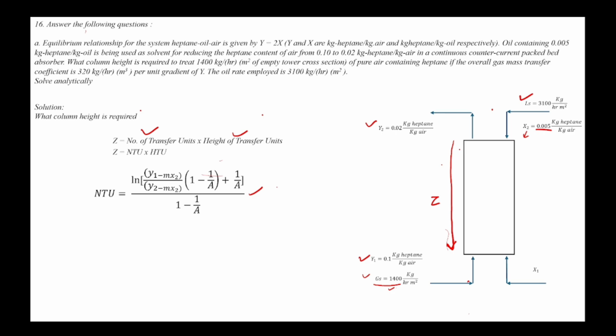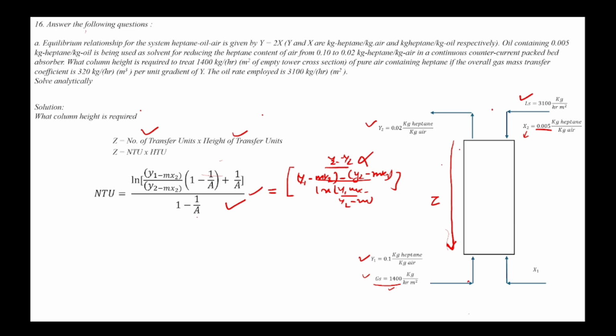We have another formula for NTU, that is ln of (Y1 minus mx2) upon (Y2 minus mx2), divided by Y1 minus Y2, this kind of formula. Maybe I have written it wrong here, but it is in Treybal, and it is also in Gavane. It is also in Binay Datta, but don't use this formula. Always go for this formula. This formula is very straightforward.